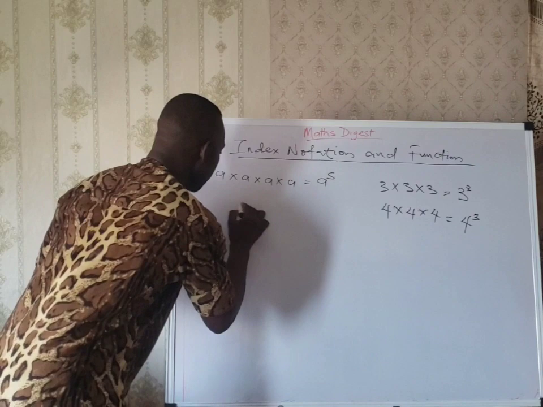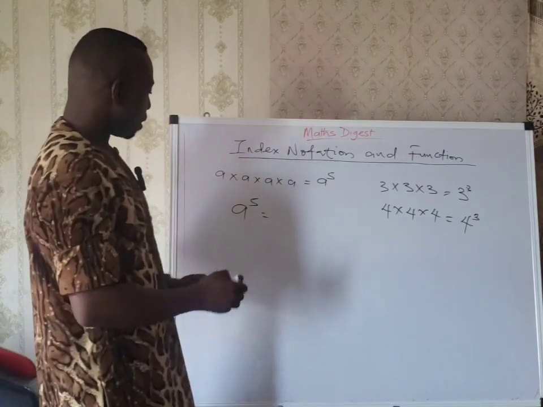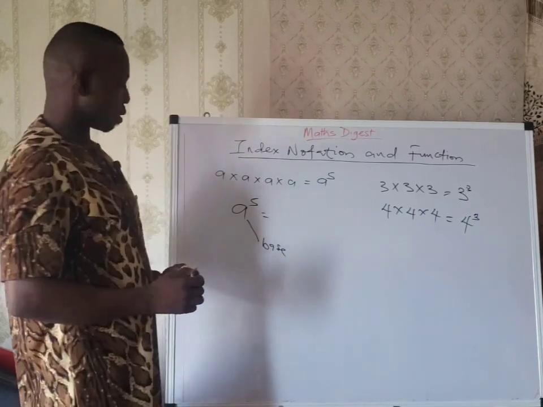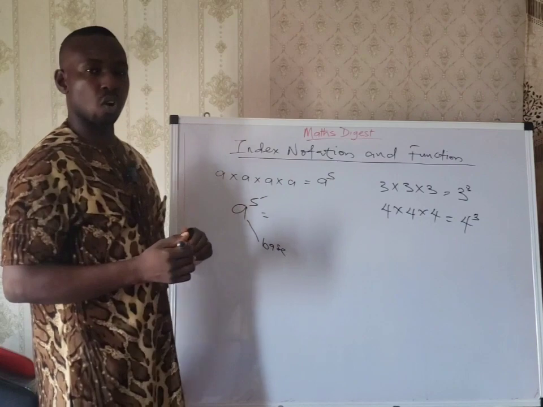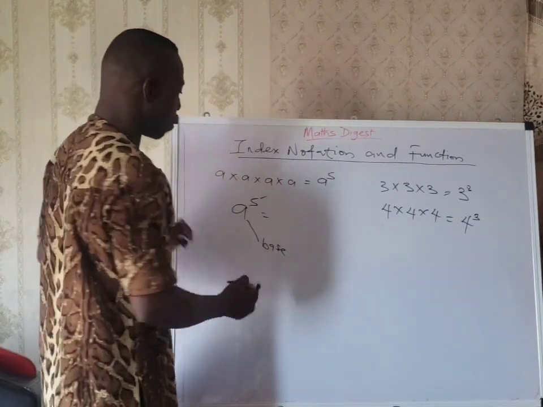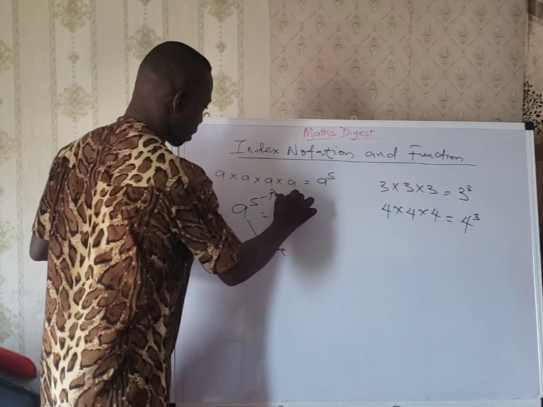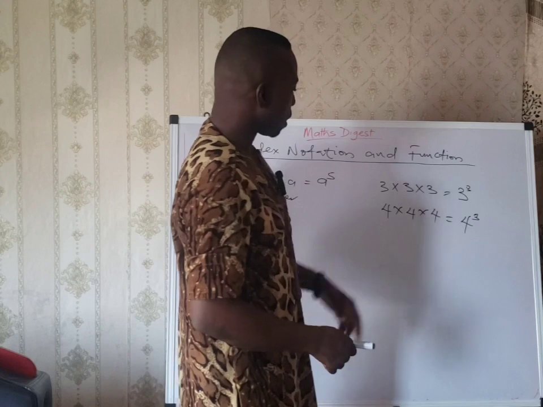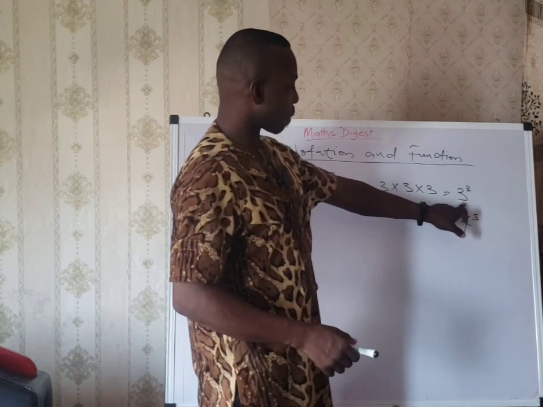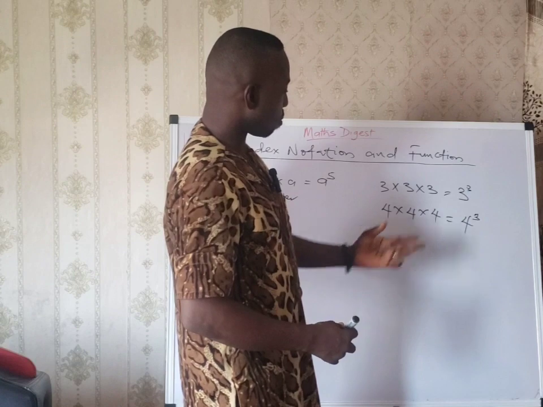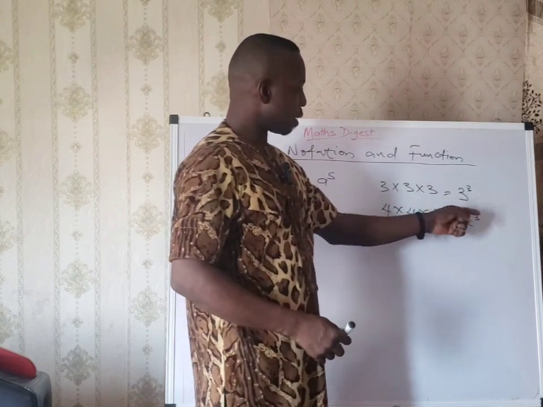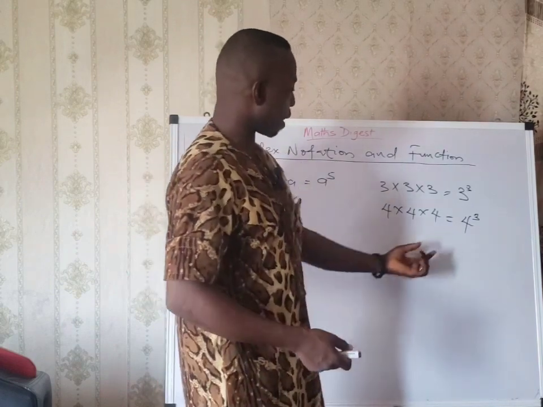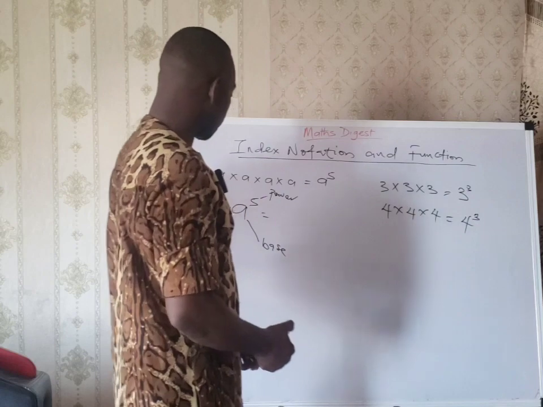Now if you have A raised to power 5, for instance, A is considered to be the base. The 5 here is called the index, or simply you can call it the power. The same applies to this: the 3 that is much bigger than the other is the base, and the little one here is called the index, or the power. The same goes for this 4 and the 3 there.